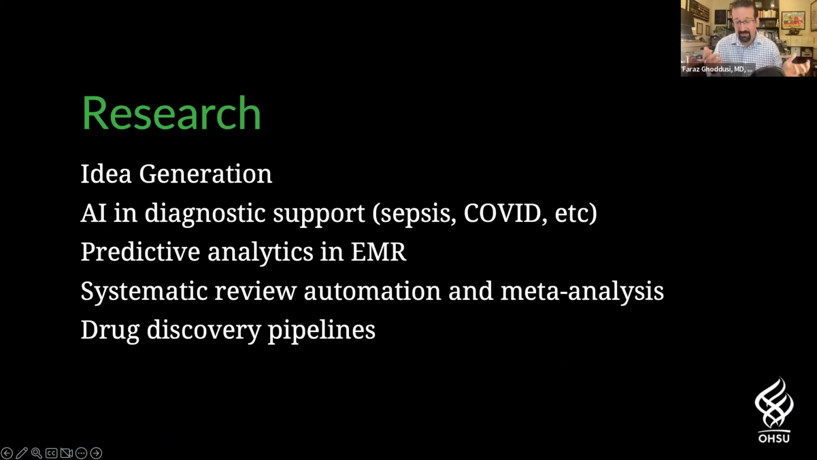Another big thing that I felt compelled to talk about, because of course I'm in academics and this may not touch everybody, is the use of AI in research. There are a lot of different uses. Most common ends up being idea generation. AI is actually really good at creating novel ideas. It's not something that we think of, but there have been studies that evaluated it, and it actually does a pretty good job. Looking at things like diagnostic support, the sepsis and COVID models, predictive analytics within the electronic health record, reviewing automation, and of course, things like drug discovery pipelines.